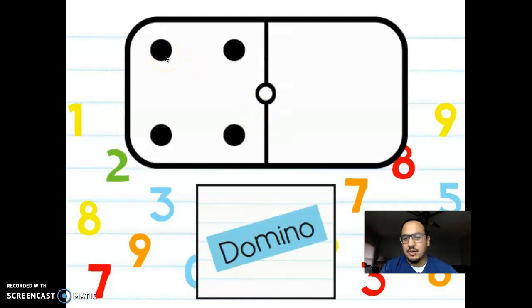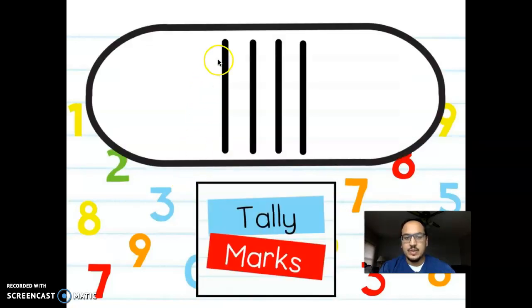4 on a domino looks a little bit different. 1, 2, 3, 4. So when we see that, it's each corner of this side of the domino has a dot or a circle. 1, 2, 3, 4. When we tally, 4 tallies down. 1, 2, 3, 4. 4 tally marks.